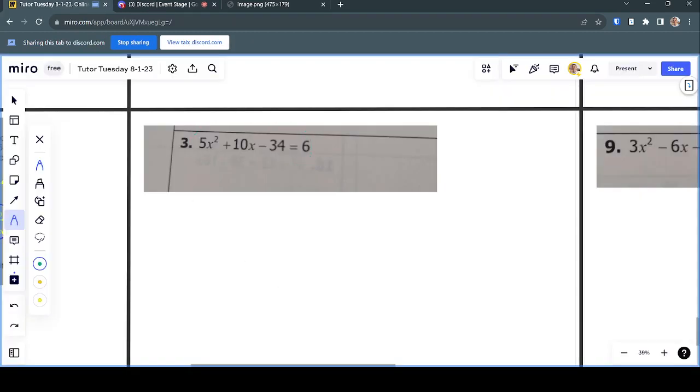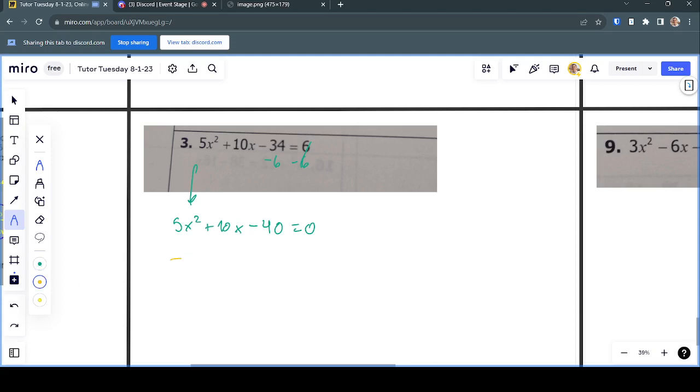In this equation specifically, what I would do first is simplify all the terms to get an equation equal to 0. So I'm going to move the 6 onto the other side, to get 5x squared plus 10x minus 40 equals 0. All I did was just subtract 6 on both sides. And then I can divide by 5.